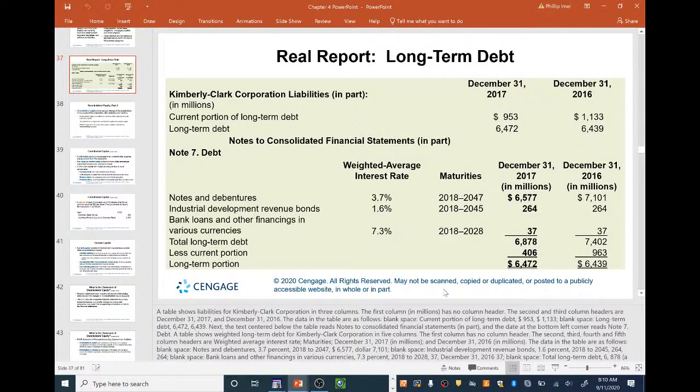So this is just showing what we were talking about as far as either in parentheses or in the notes. That's showing the breakdown of it, the interest rates, the weighted average interest rates, the maturities, and so on and so forth. So does that make sense to everybody?